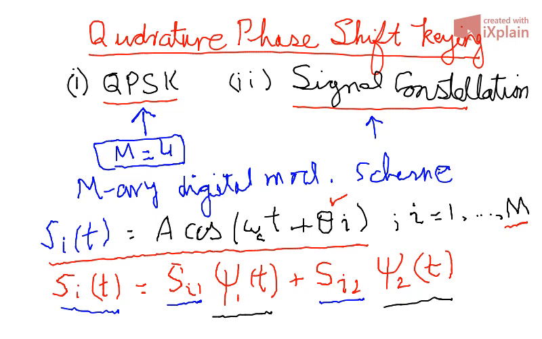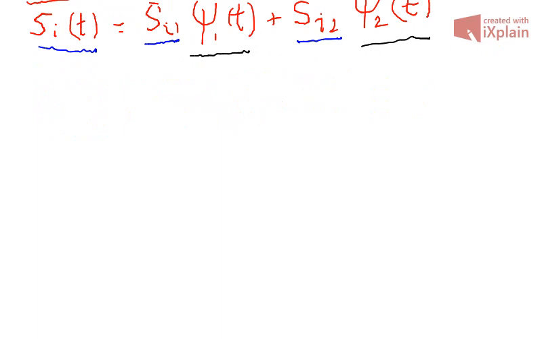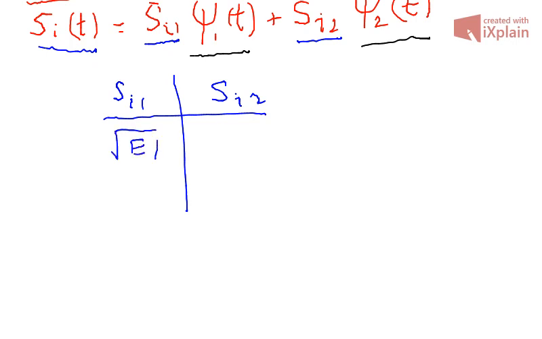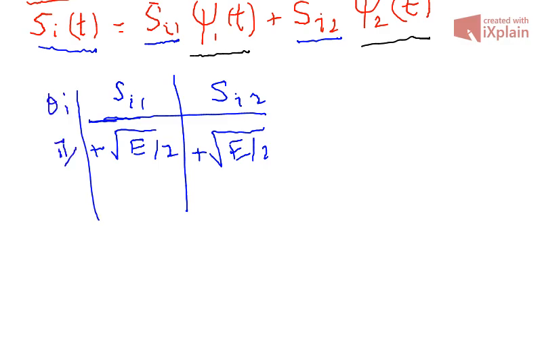Well, we still need to verify, because in my last video we saw the 4 signal points, and we said that the coordinates of our signal points, s_i1 and s_i2, are given by root E over 2 and root E over 2 for the first symbol, when our theta_i is pi by 4.